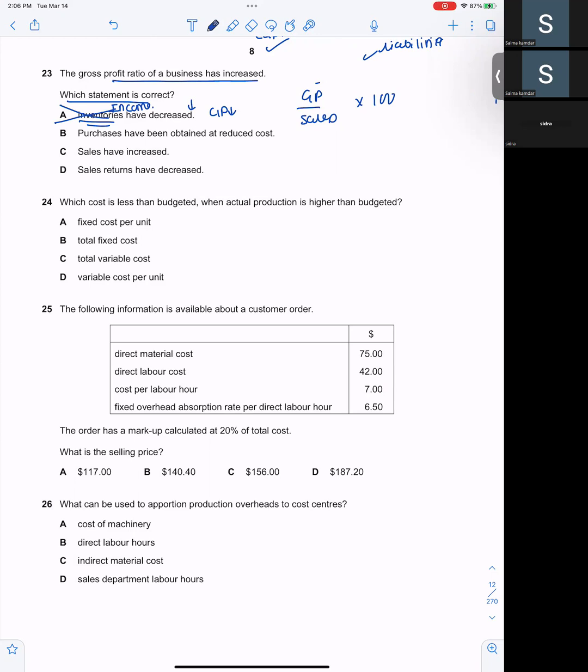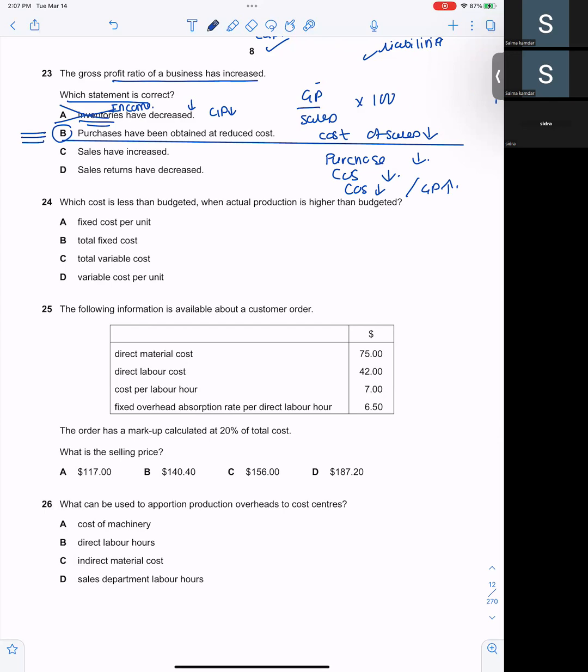Purchases have obtained a reduced cost. If your purchase is reducing, your cost of sales is reducing. If cost of sales is reducing, that means your gross profit will increase. So this statement is correct for now.